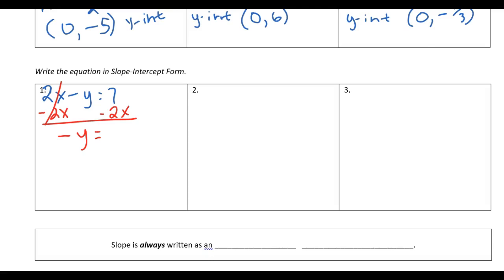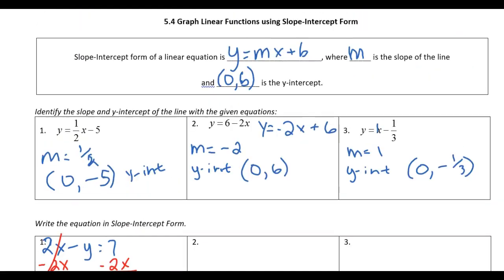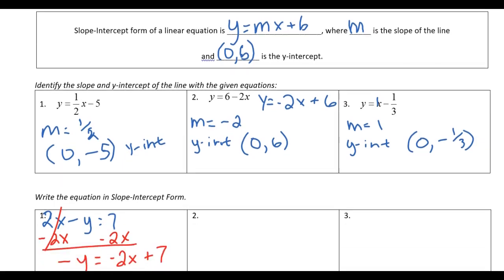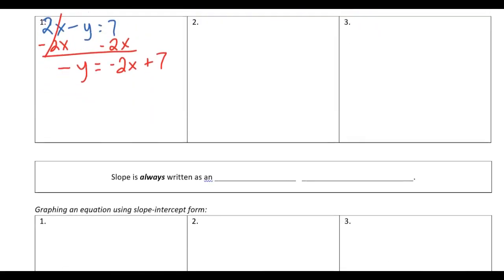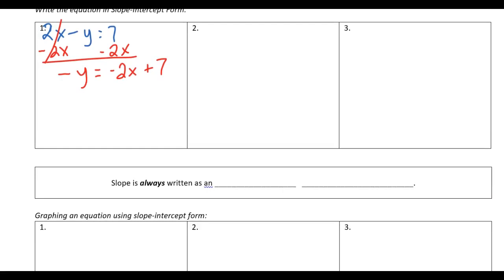So I am going to put that -2x before the +7 constant, because if you go back to the top here and look at that form, it's always y equals mx plus b. And that mx has to come before the b to be in slope-intercept form. Okay, my last step to get y by itself is to divide by -1.